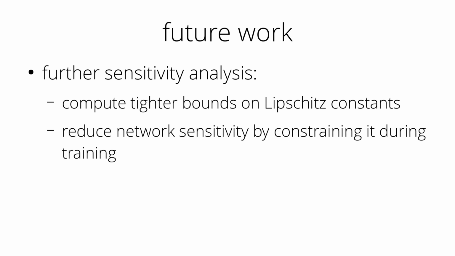The other thing would be to consider reducing a network's sensitivity by constraining the network during training. So if we think back to that last network I showed, which had very high sensitivity, if we were able to constrain that network while we trained it to give it lower sensitivity, then we could get smaller sensitivity bounds, which would be a lot more useful in practice.